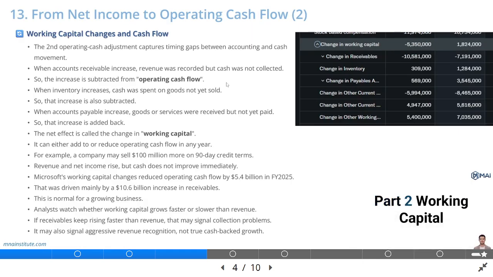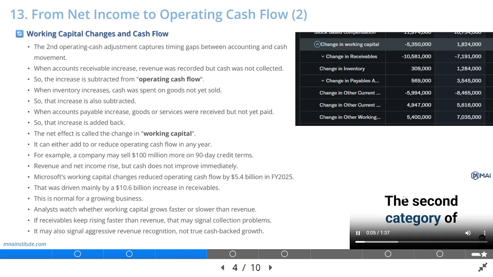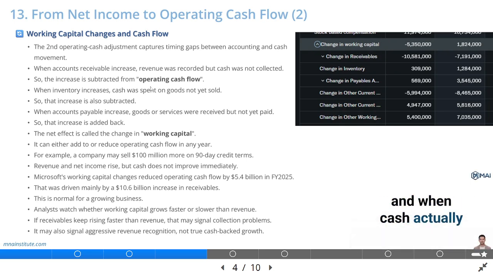Part 2. Working capital changes and cash flow. The second category of adjustments in the operating section captures the timing gap between when revenue and expenses are recognized and when cash actually moves.